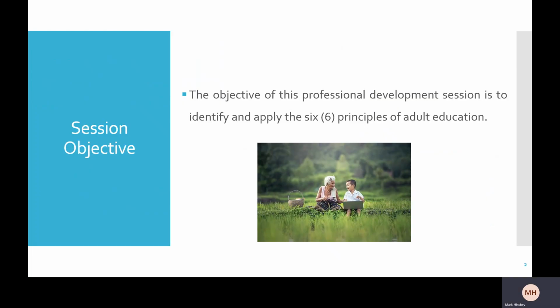So we have some session objectives. The objective of this professional development session is to identify, that's the first, and then apply the 6 principles of adult education. So as you go through this particular professional development, bear in mind that there's 2 things that you're wanting to clearly focus on. The first being, I want to be able to identify each individual principle, and then I want to look at how I would apply that within the classroom for my adult learners.